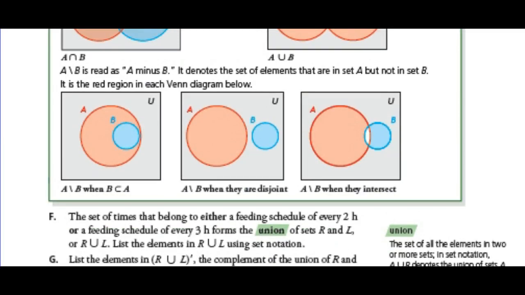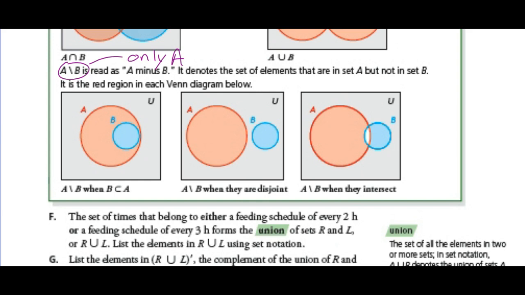A/B is read as A minus B. Not on the formula sheet, won't be on the diploma written like this, but another way to say this is A/B is only A. Okay, it denotes a set of elements that are in set A but not in set B. It is the red region in each diagram. So A minus B when B is a subset of A. So B is part of A, we just take that away, right? It's colored blue. A only is the red.